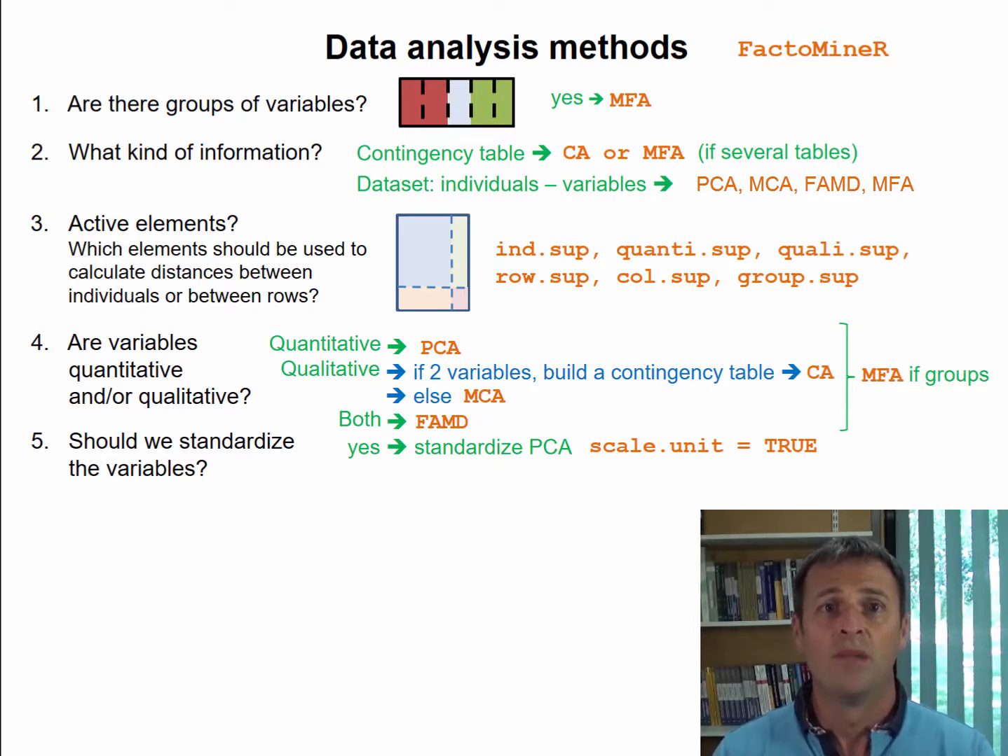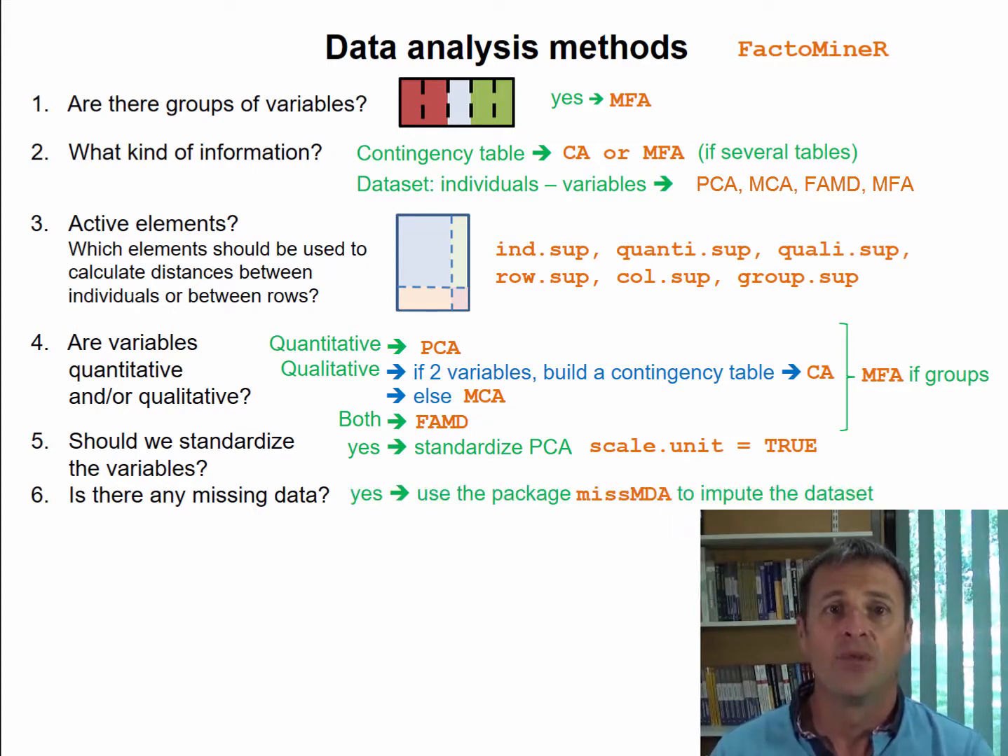The same question must be answered for each group of variables in MFA. If we standardize the variables of one group, we use the type S for scaled, and if we do not want to standardize, we use the type C for continuous. Sixth question, is there any missing data? If we have missing data, it is helpful to use the missMDA package alongside FactoMineR. The missMDA package helps us to impute missing data. Then, with the resulting full data table, we can use standard PCA, MCA, FAMD, or MFA on it.